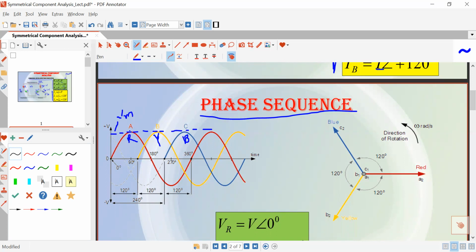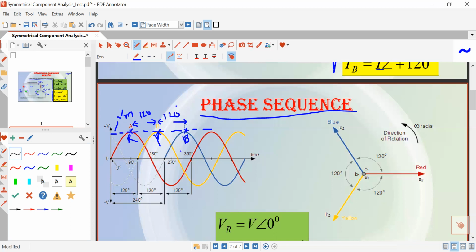The angle between any two phase voltages will be 120 degrees. When you determine the angle between their maximums, you will get 120 degrees. This is the phase difference. Or when you determine the phase angle between Y and B, you will get again 120 degrees. So this is a balanced system.